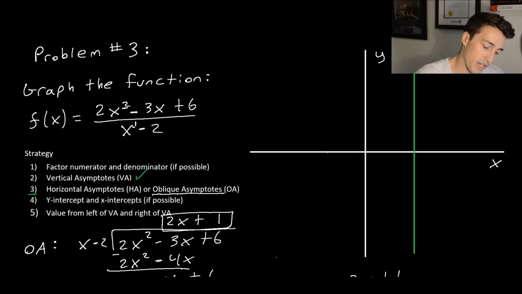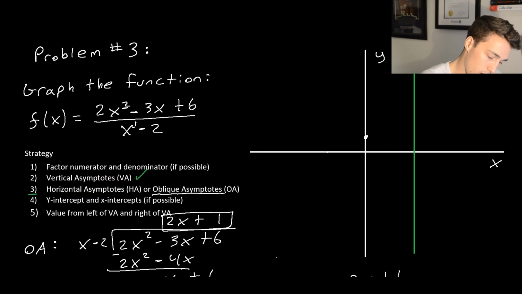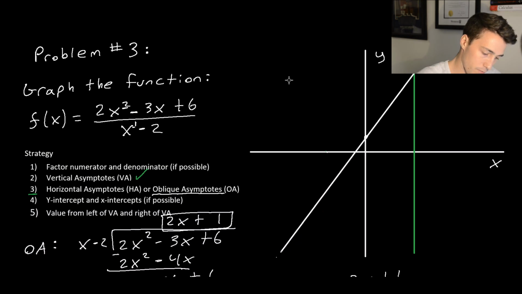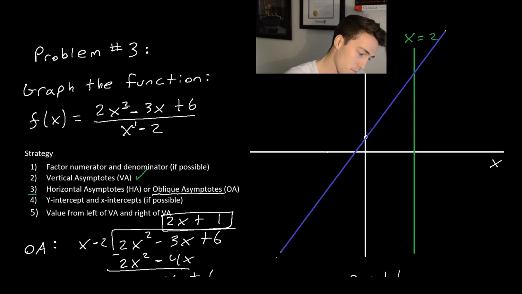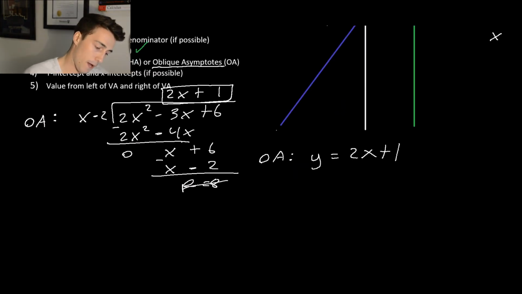So now we can graph this. If I go to 1, this is going to be the y-intercept here, and then it's going to have a slope of 2. So I'm going to draw a line that goes through this like that. And we'll say that is a slope of 2. We'll do that in blue. So that is our oblique asymptote. Okay, now we can move on to step number 4.